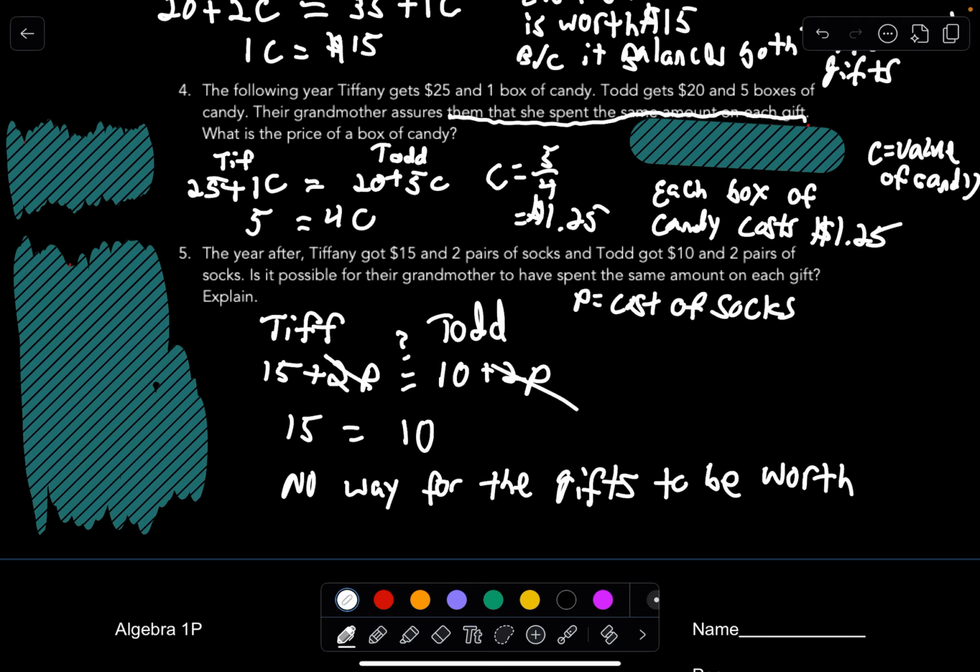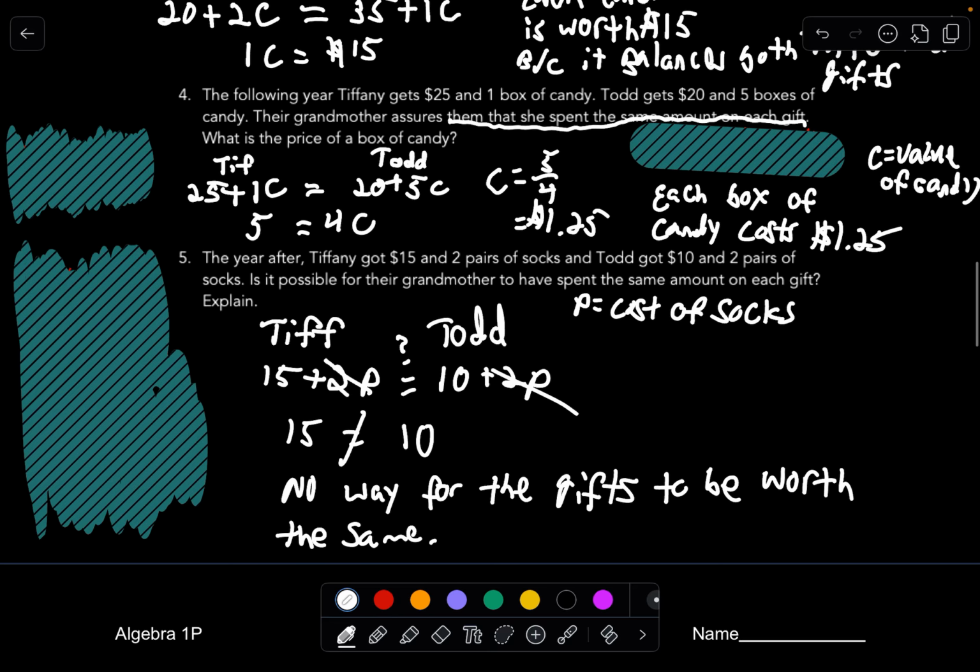Okay, because 15 does not equal 10. Matter of fact, it kind of proves that Tiffany got a better deal here because she got $5 more. Now, don't discount pairs of socks as gifts because when you get older like I am, you realize nothing beats a good pair of socks. All right? Let's go back and do some margin notes.